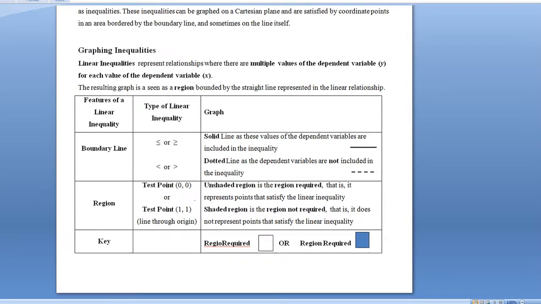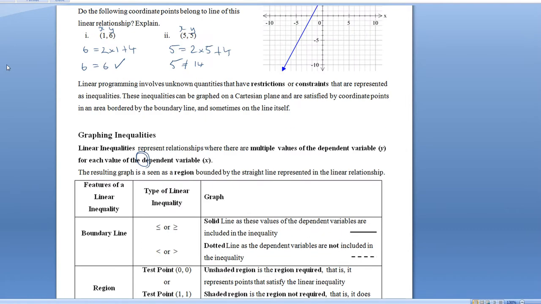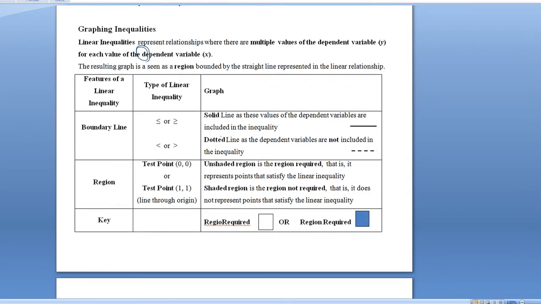Okay, let's have a look at this table and some terminology. Linear inequalities represent relationships where there are multiple values of the dependent variable y for each value of the independent variable x. Remember, for a linear function, only one value, for example this particular coordinate pair, satisfies it, but there are many that satisfy these linear inequalities.